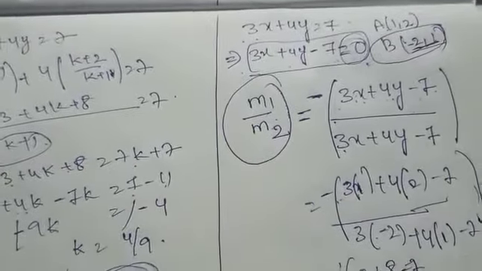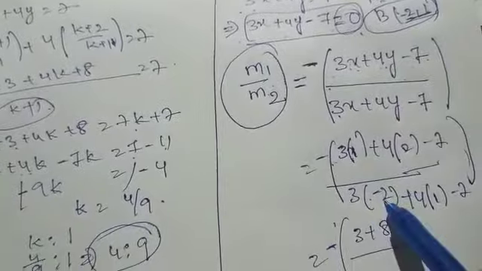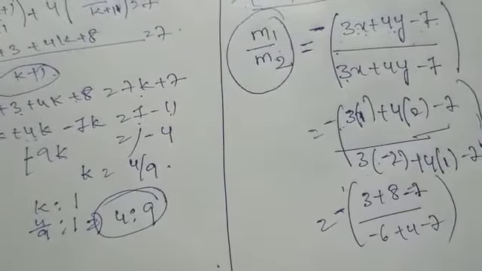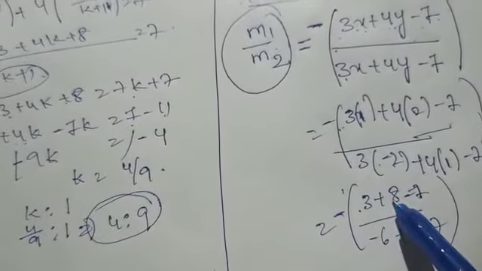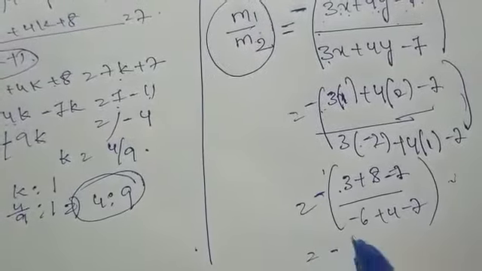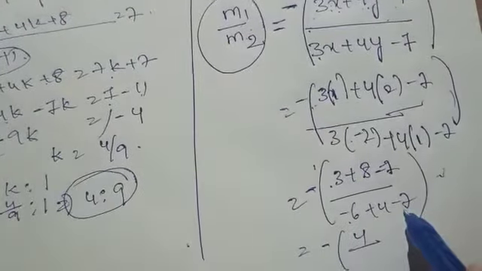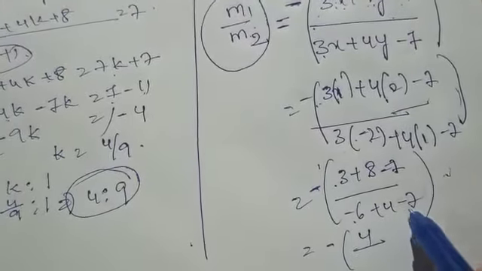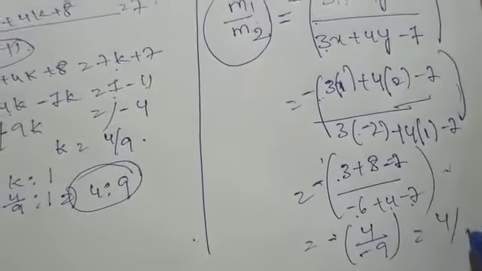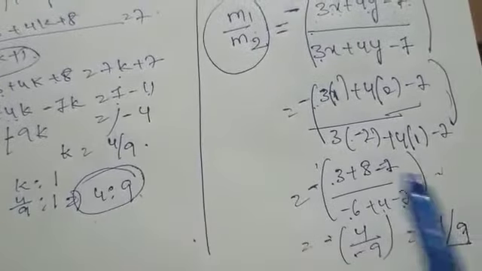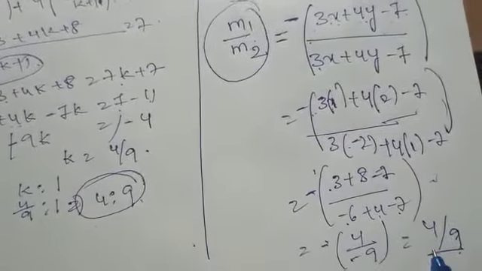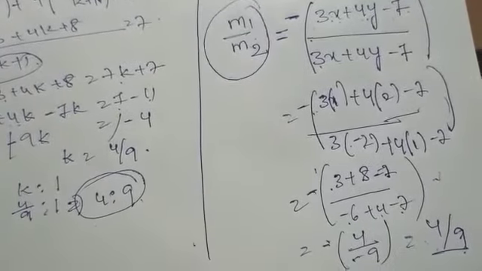3 into 1, 3; 4 twos are 8, minus 7, by 3 twos are -6 plus 4 minus 7. 3 plus 8 is 11, minus 7 is 4. So 4 by -6 - 7, that is -13 + 4, which is -9. Minus into minus is plus: 4 by 9. See these ratios, 4 is to 9, 4 is to 9. Here we get both ratios the same.